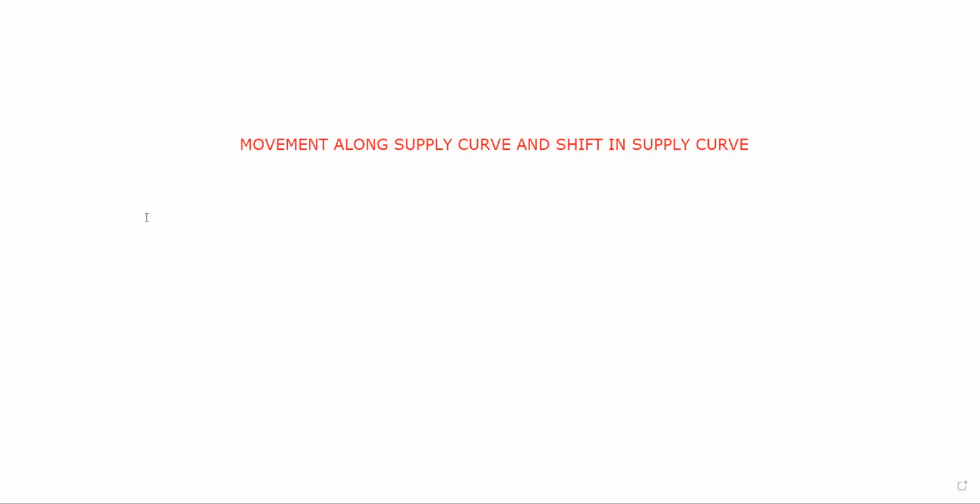Good morning. Now we are going to start this topic: movement along supply curve and shift in supply curve. We have already seen that supply majorly changes with the changes in price. Whenever there is a change in the price of a commodity, there is a direct relationship with the change in supply. And what do we call it? Change in quantity supplied, right?